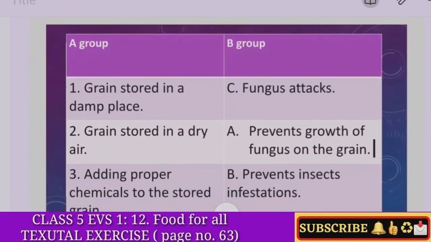1. Grain stored in a damp place. The answer is C. Fungus attacks. 2. Grain stored in a dry air. Answer is A. Prevents growth of fungus on the grain. 3. Adding proper chemicals to the stored grain. The answer is B. Prevents insects, infections.